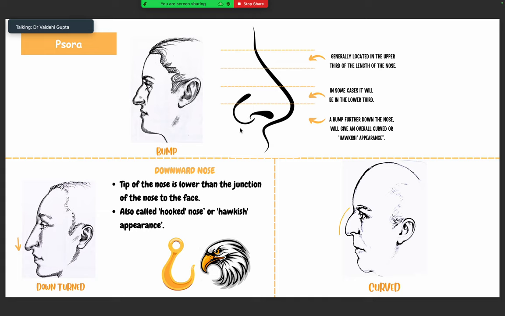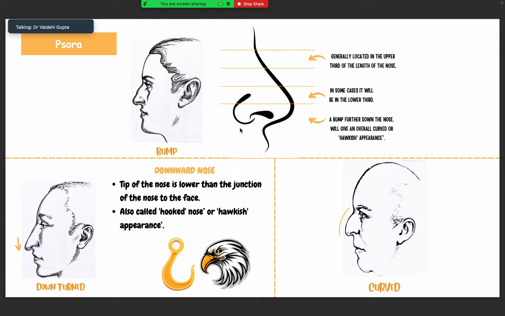Downturned nose: the tip of the nose is lower than the junction of the nose to the face. The point where the nose is attached to the face, the tip should remain at that level, but in a downturned nose, the tip would be slightly lower than this junction. It is also called hook nose because it looks like a hook, or a hawkish appearance because it looks like the beak of a hawk.